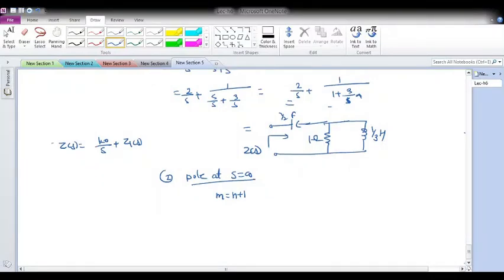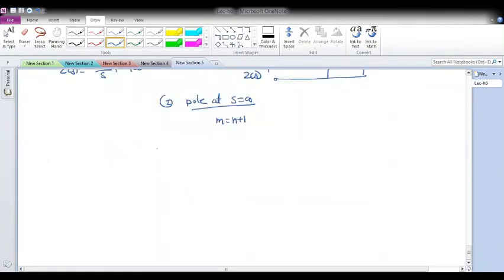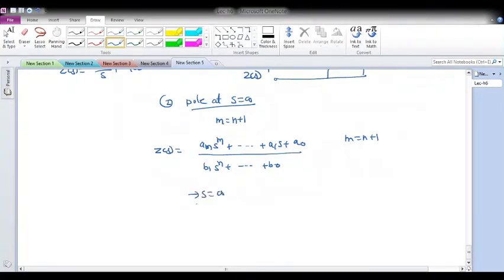Say my Z of s I can write as am s raised to m plus and so on, a1 s plus a0, divided by bn s raised to n plus b0. Okay, and m will be greater than the degree of the denominator by 1. So it means that there is a pole at s equal to infinity.